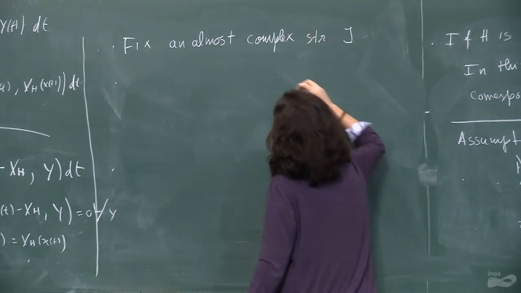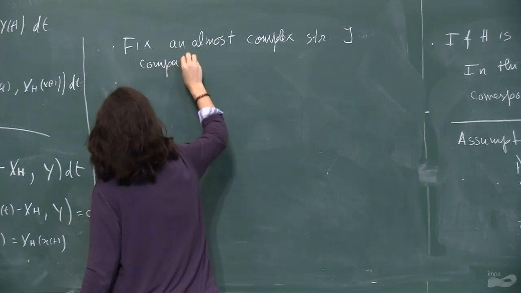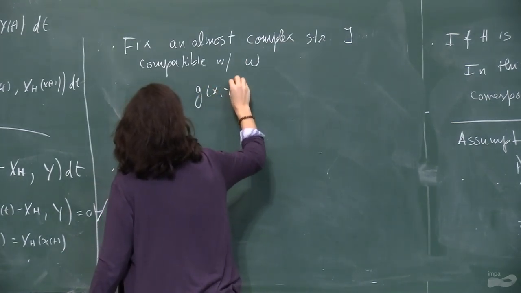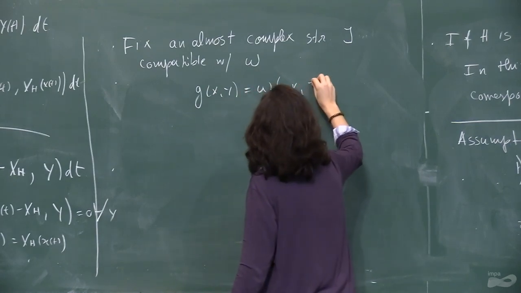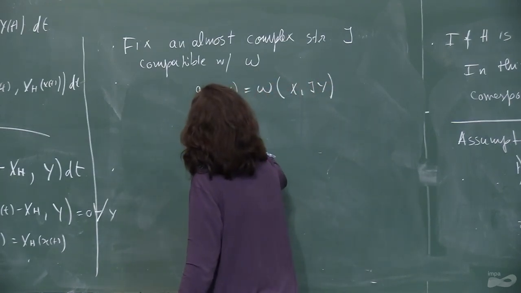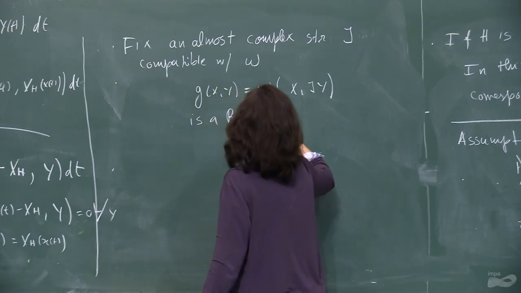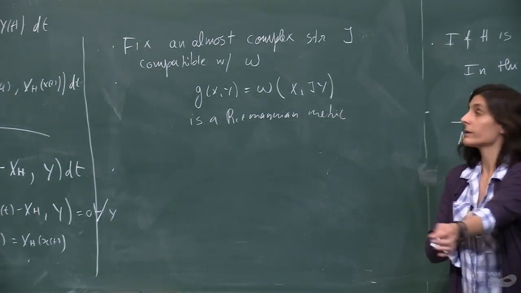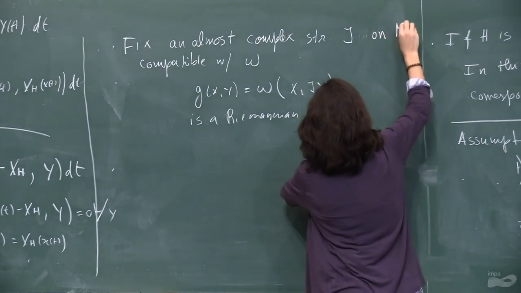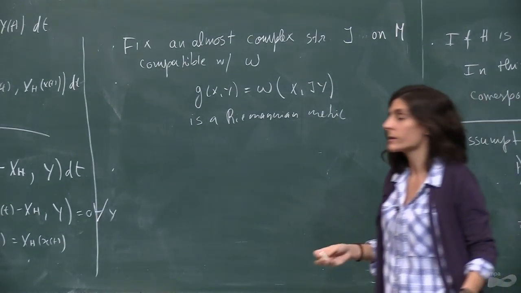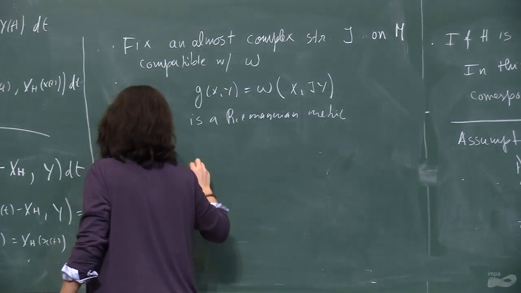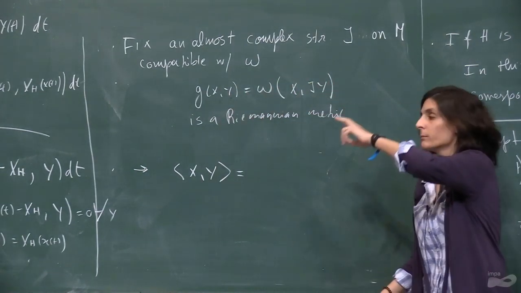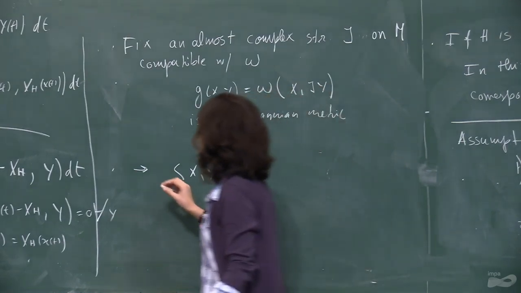J compatible with omega. So when I do omega of x, J y, this is a Riemannian metric on M, the complex structure on my symplectic manifold. And with this, we define a metric on the loop space. So these are vectors on M, and these two are vectors on my loop space.